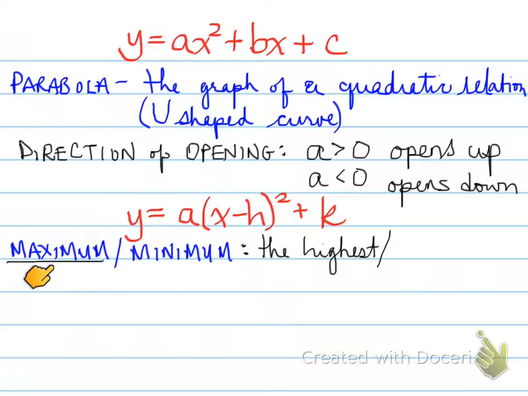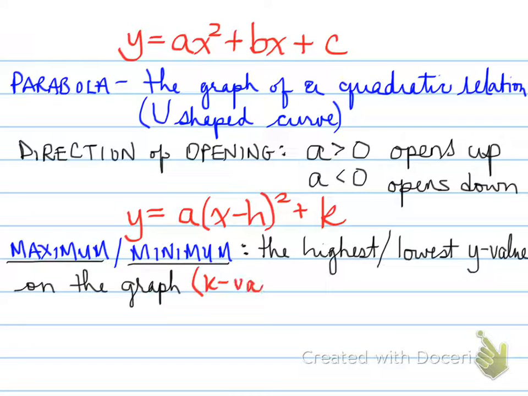It tells us something called the maximum or minimum, also known as the optimum value. The optimum value is either maximum or minimum, which indicates the highest or lowest point on the graph, the y value. In the case of our vertex form, the k value indicates the highest or lowest y value on the graph. That's the k, that's the number over here.